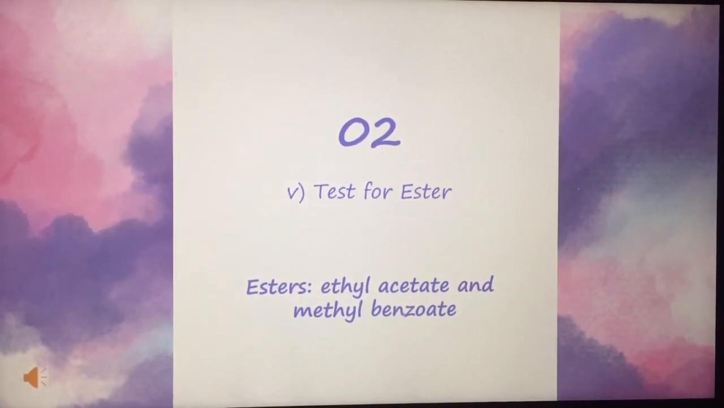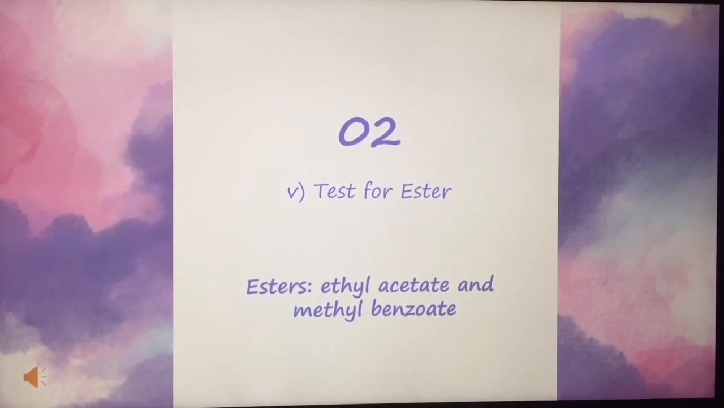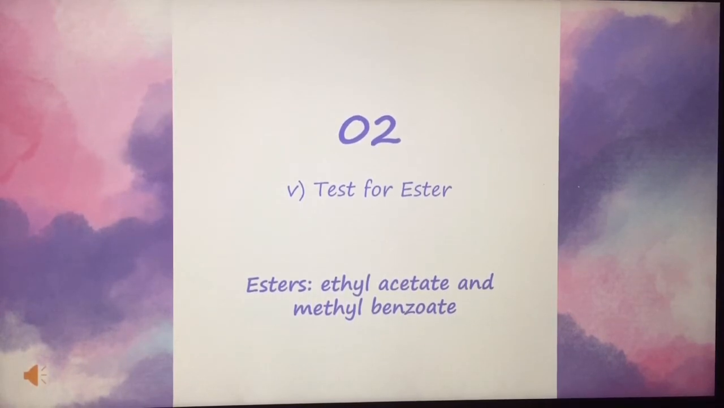So now we are moving on to the next experiment. This experiment is the test for ester, and the esters involved in this experiment are ethyl acetate and methyl benzoate.